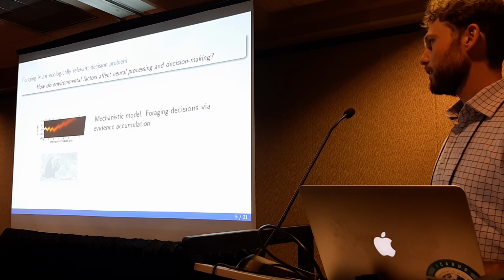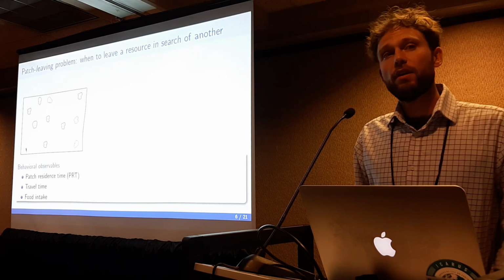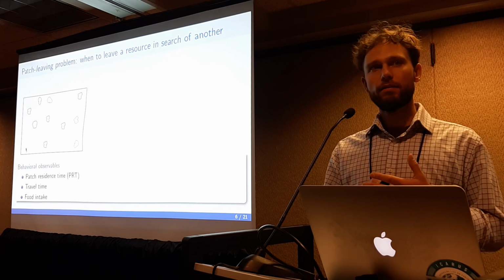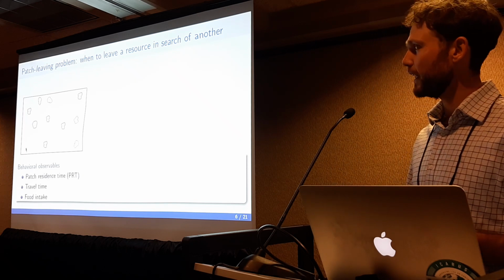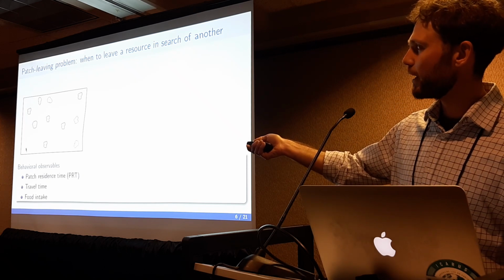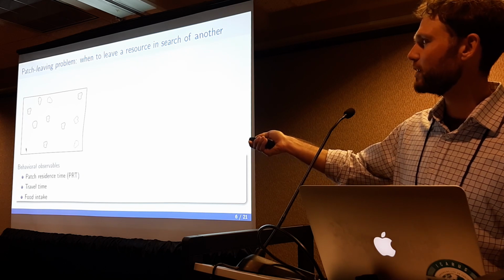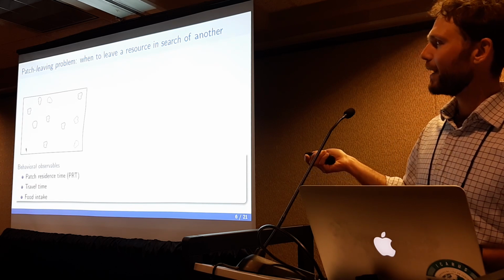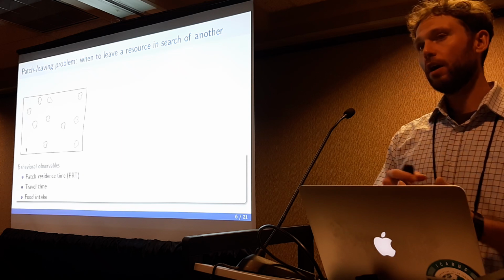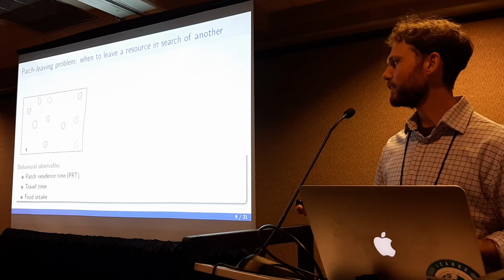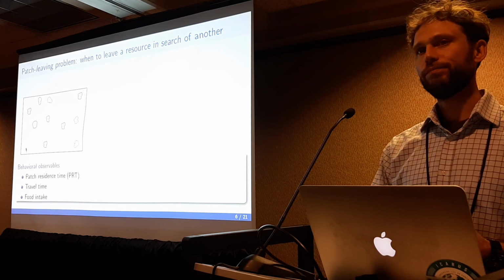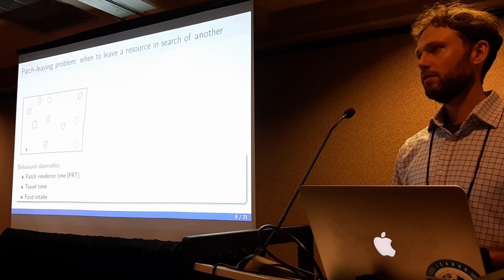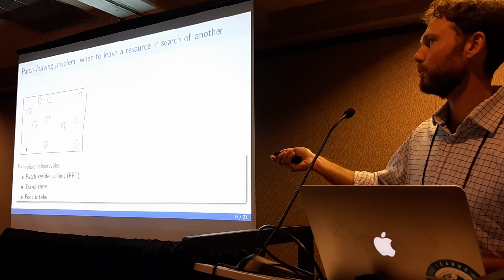First I'll talk about our model. The problem we're considering is the patch leaving problem, which is a canonical foraging task. The question is when to leave one resource patch in search of another. Here we have some patches in the environment, and the animal would be going between patches. The behavioral observables are the patch residence time, how long you stay in a single patch, the travel time, how long you take to travel between patches, and the food intake, the food you take in the patch.